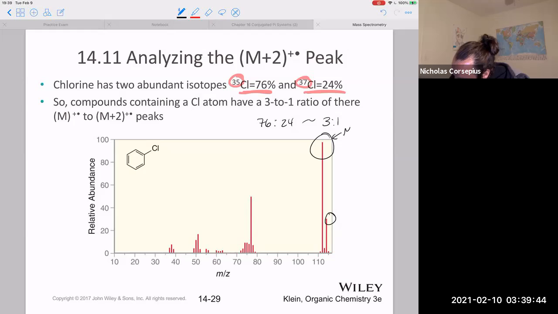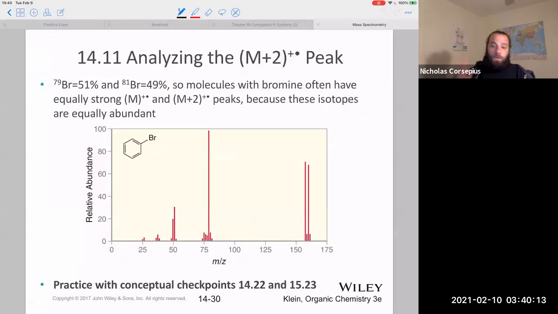But here would be my M peak, my molecular ion. This is my M+2. And again, this one is about 1/3 of the height of my molecular ion. Okay, so again, not anything that you're even really doing quantitatively here, but just by looking at it, when you see this M+2 peak that's a third of the size, you're immediately thinking chlorine. Okay, it's one of the easiest things to spot on a mass spec. Second only to when bromine's involved.